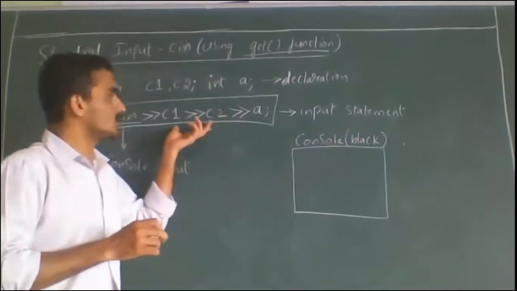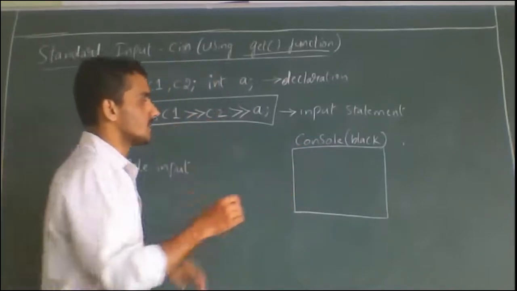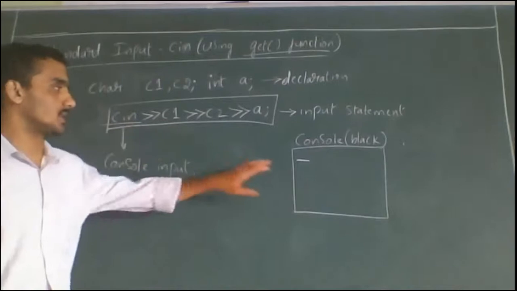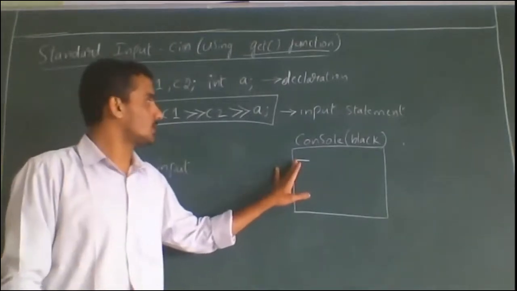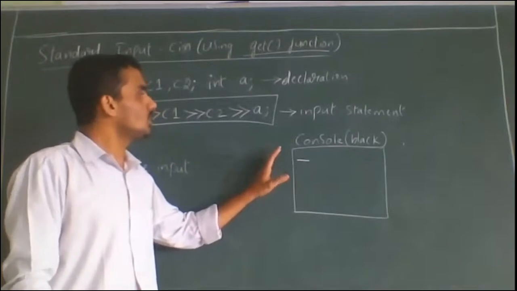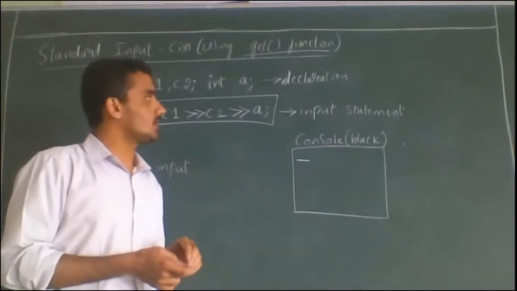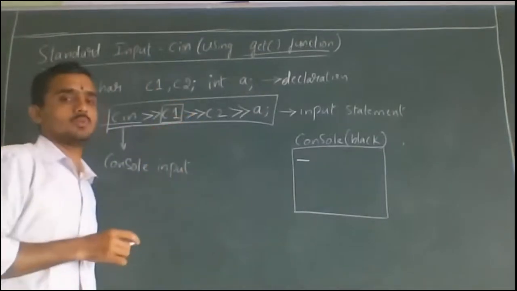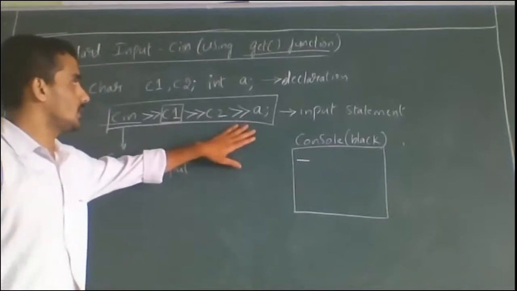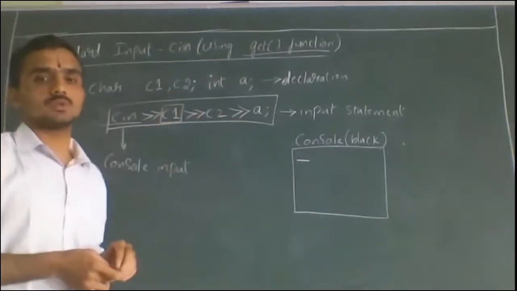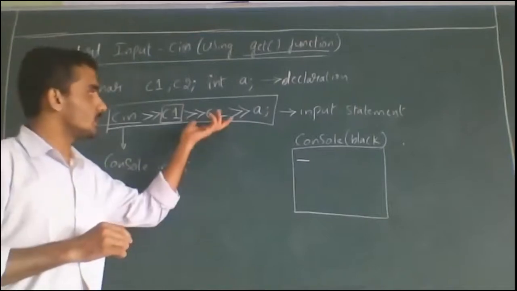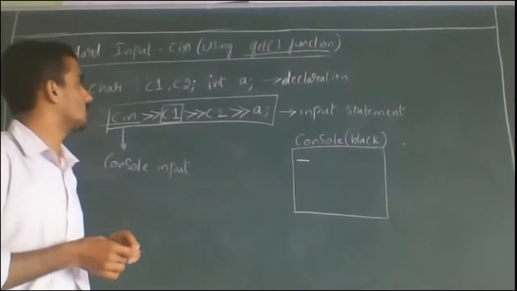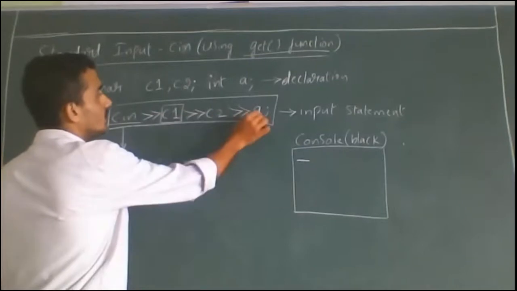Now, when this particular statement is executed, the cursor will start blinking. Whenever a cin statement is executed, the cursor starts blinking on the console screen, on the black screen. Now you have to enter the value. If you want to enter the value, you have to look at the variables and their types. How many variables you are using in the cin statement, and what are the data types associated with them. Here I am using three variables: c1, c2, and a.